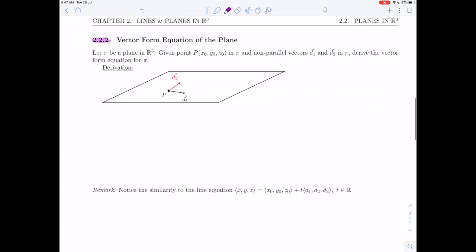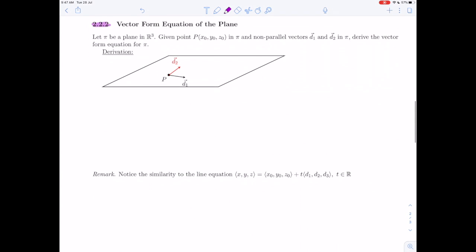So the vector form equation of the plane. Here we're told let pi be a plane in R3, and we are given a point P, (x0, y0, z0) in pi, and two non-parallel vectors, d1, d2 in pi. And we are asked to derive the vector form equation for the plane. So we're going to start out actually the same way that we did in the previous derivation. We're going to let Q, (x, y, z) be any point in the plane. And so let me go and draw it here. Let's put Q over here.